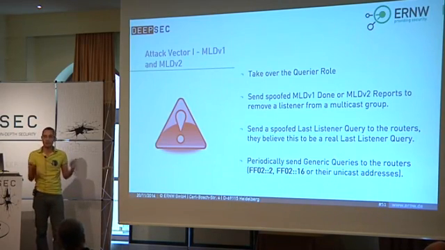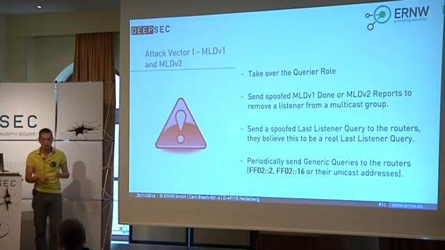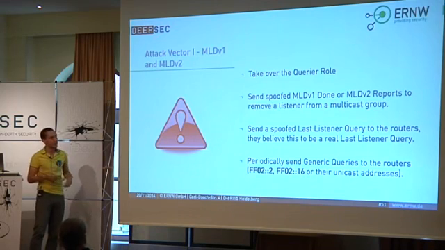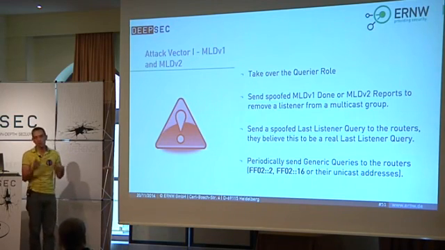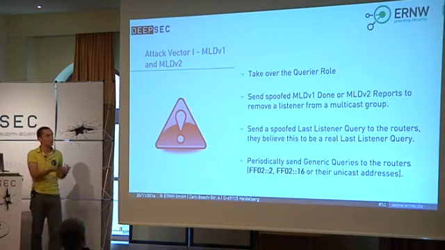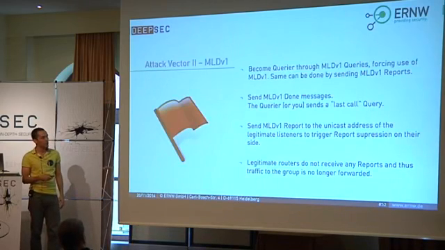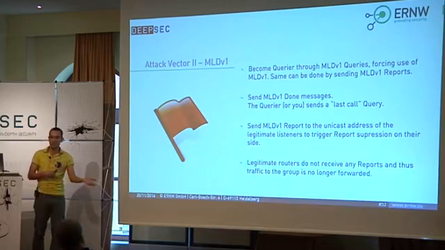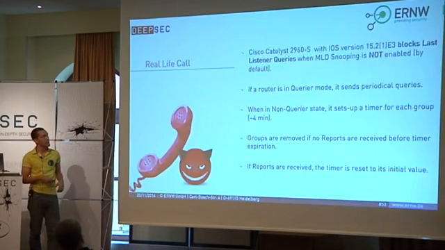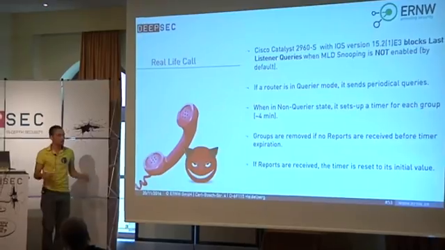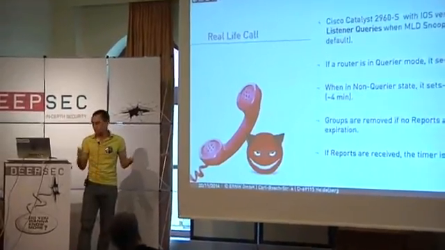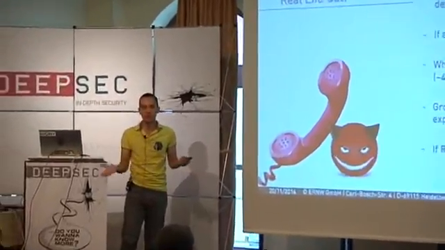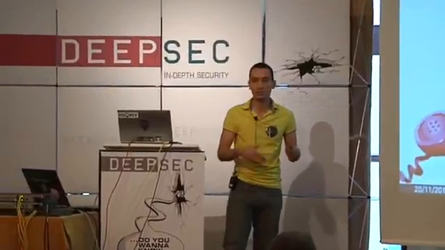In that way, you can remove a group from the router and prevent devices from actually receiving traffic they're interested in. There are several attack vectors, but we're not going to discuss them because we would have to go in depth. Just so you know, there are several variations: becoming the querier, then lying about interest, then sending the last listener query, and so on. And there are problems in the implementations. For example, the Cisco switch we have here doesn't forward last listener queries.